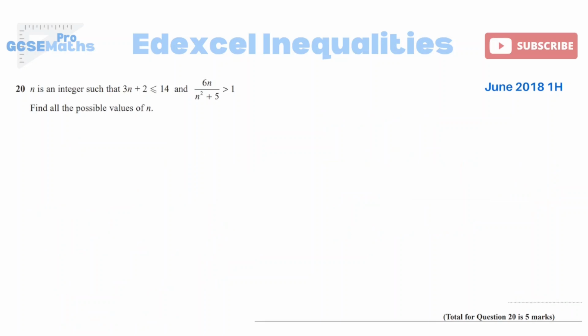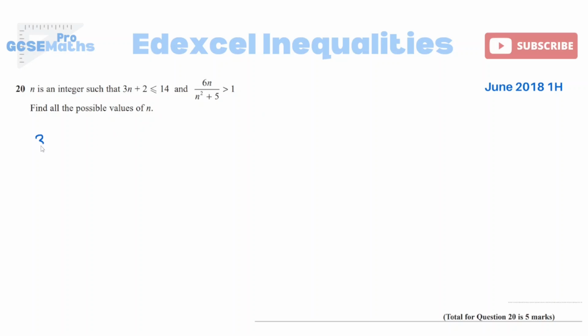Okay, so the other way that they could make inequalities harder for higher tier is when you have two inequalities together. So here we've got n is an integer such that 3n plus 2 is less than or equal to 14, and 6n over n squared plus 5 is greater than 1. So we've got a quadratic one here and a linear one. Find all the possible values of n. So it has to basically satisfy both inequalities. So we need to solve both.